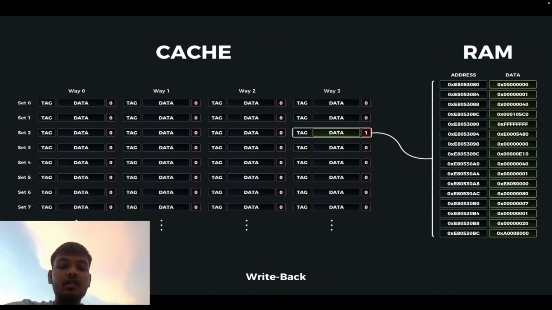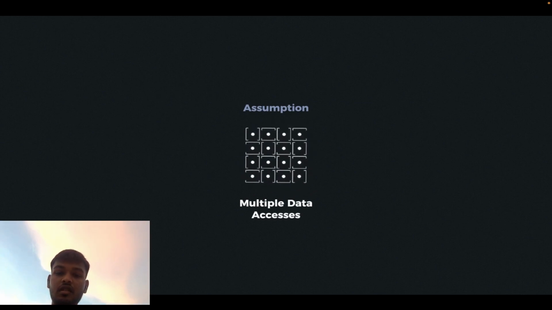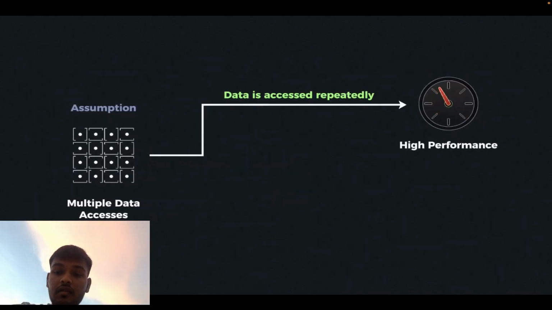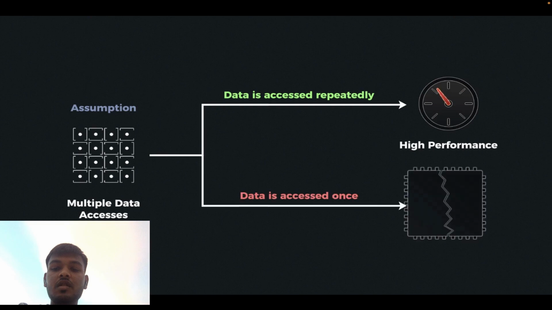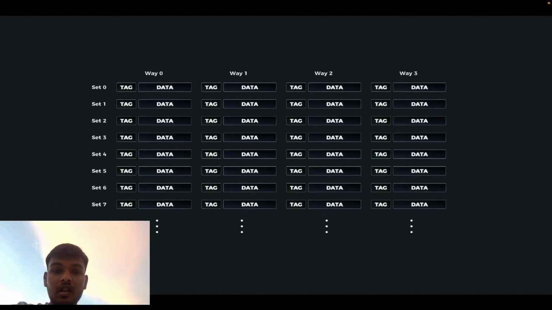In general, the write allocate policy assumes the new data will be accessed multiple times, since it involves evicting a cache line and fetching the new data into the cache. This assumption can improve performance if the data is accessed repeatedly. However, if the new data is never accessed again, the system wastes its time fetching it and evicting the data that could have been accessed again.